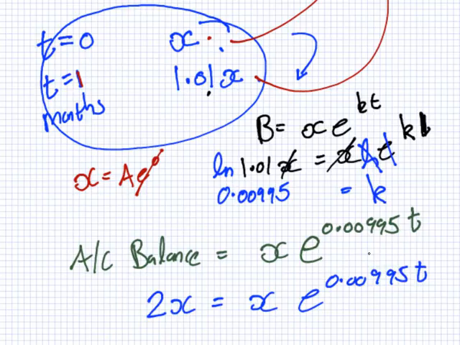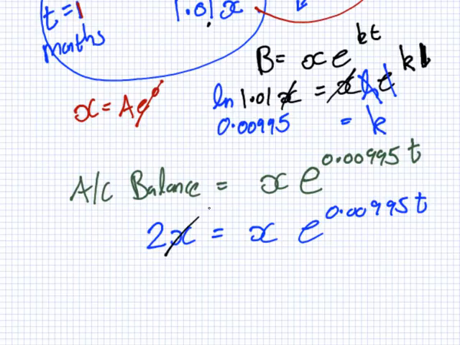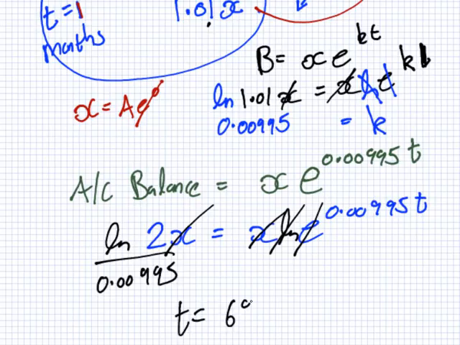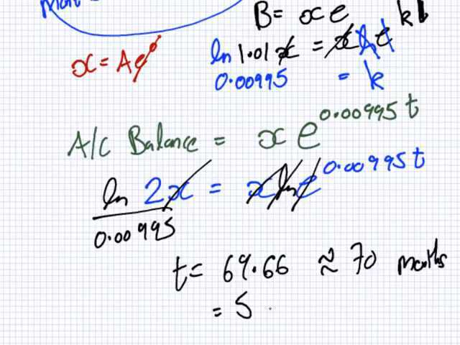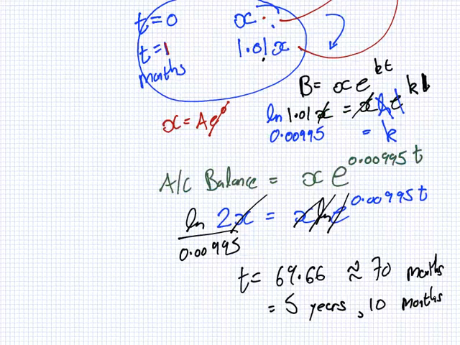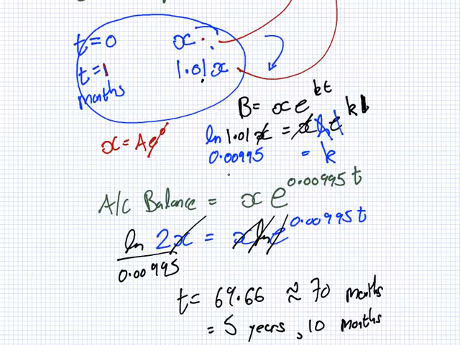69.6. Sounds about right. What do I do first? Cancel. Next. No. Next. Cancel. And next. So t is 69.66. So that's roughly 70 months, which is 5 years and 10 months, I think. Isn't it? So, whatever money she puts in the bank, in 5 years and 10 months, that will grow to be twice as much.